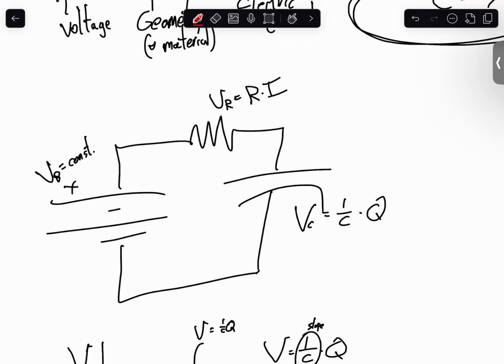What happens as charge accumulates on the capacitor's plates? As Q accumulates, what happens to the voltage on the capacitor? Voltage goes up. As this guy charges, he opposes more and more flow going onto him. So there's more and more voltage here. How much voltage is left for the resistor? More or less? Less. There's more voltage here. The total has to add up to the constant battery voltage.